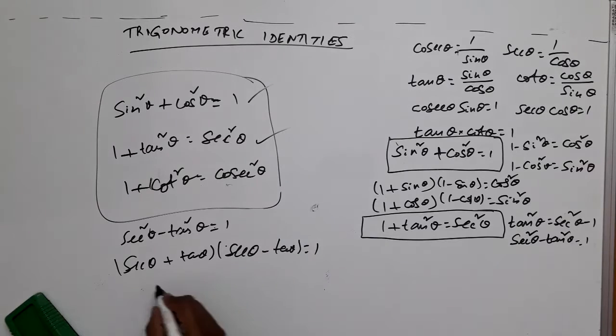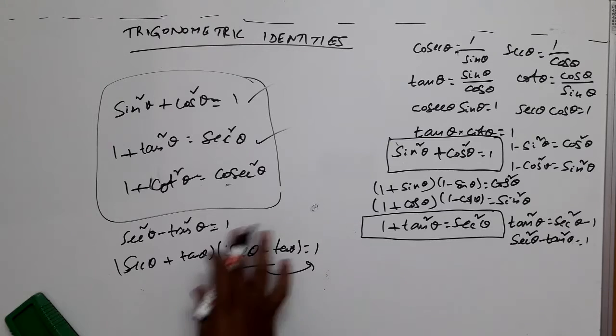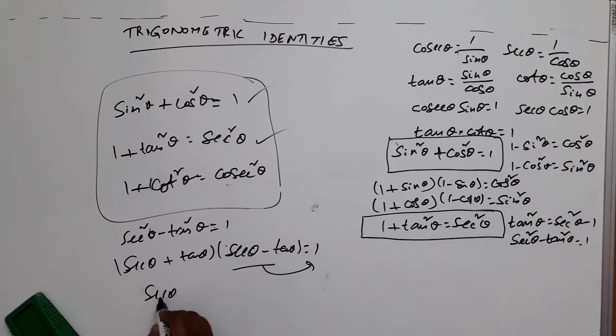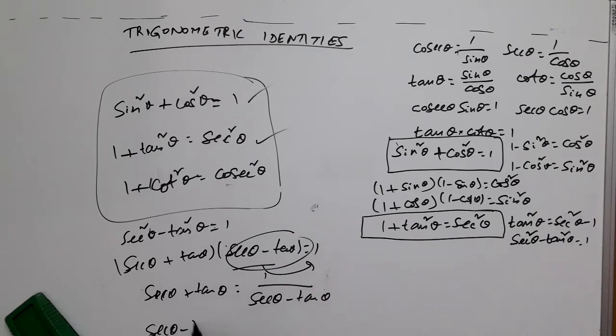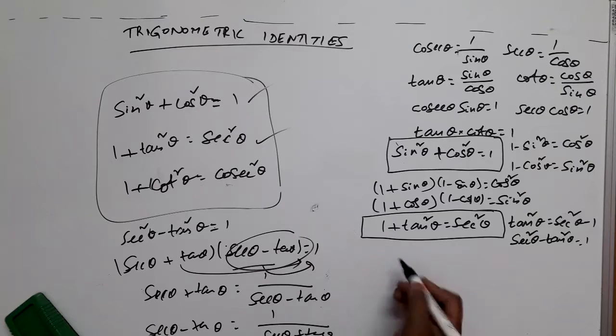Yes. Now I'll take this to the other side, dividing both sides by secant theta minus tan theta. Can I write like this? Secant theta plus tan theta can be written as 1 by secant theta minus tan theta. In the same way, secant theta minus tan theta can be written as 1 by secant theta plus tan theta. Can I write like this? Yes, these two relations are also useful in many cases in solving questions, right?